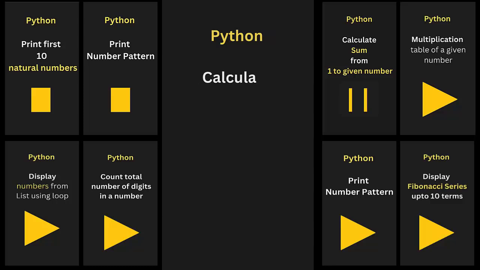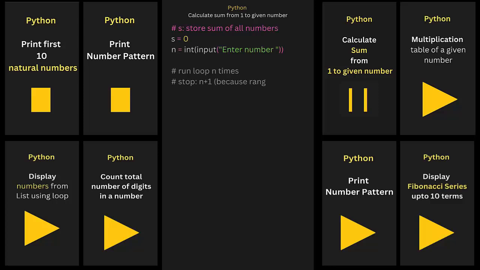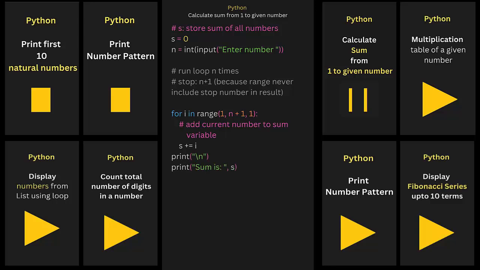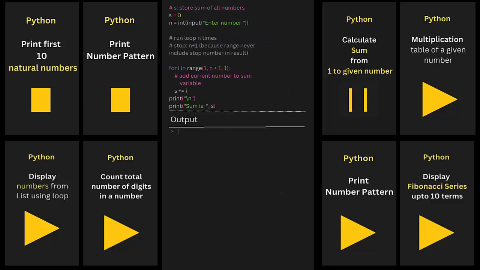This program calculates the sum of all natural numbers up to a user-entered value n. It starts with a sum s set to 0, then uses a for loop from 1 to n, adding each number to s. Finally, it prints the total sum after the loop finishes.